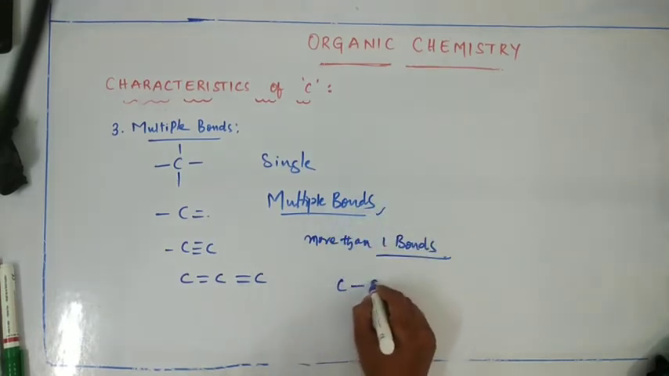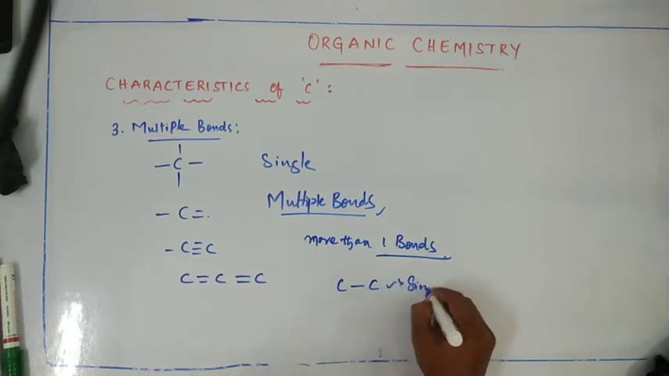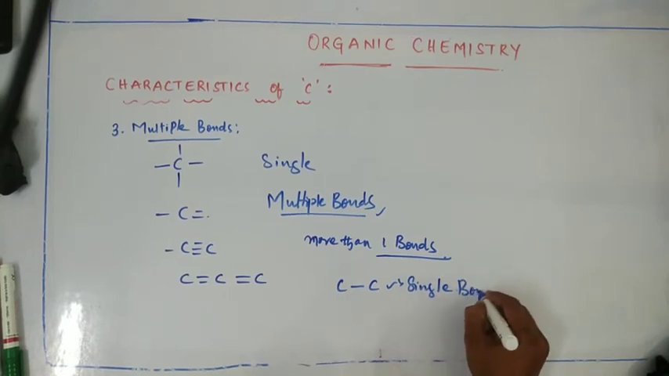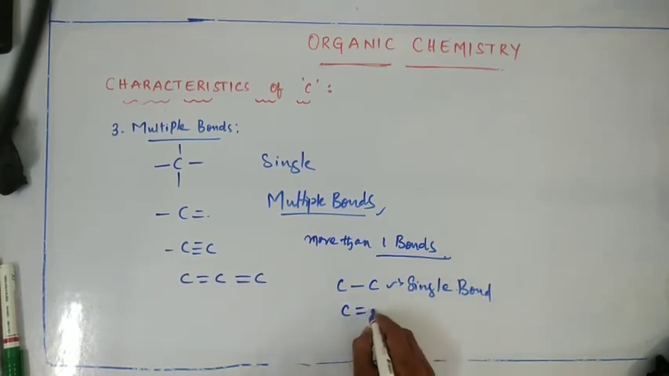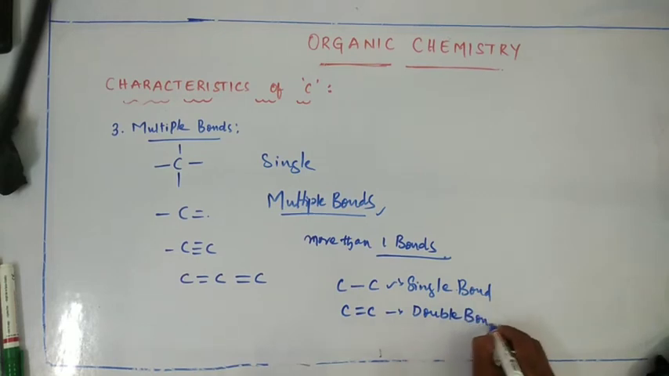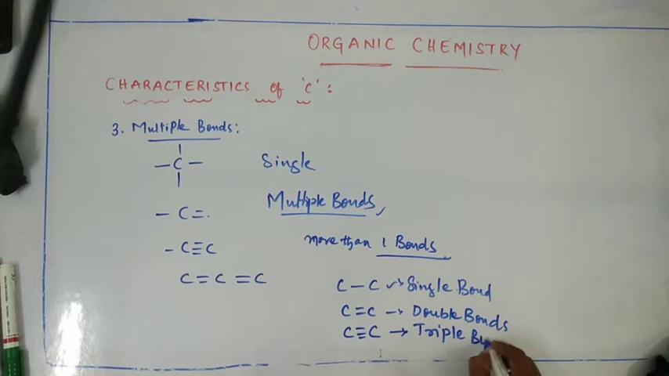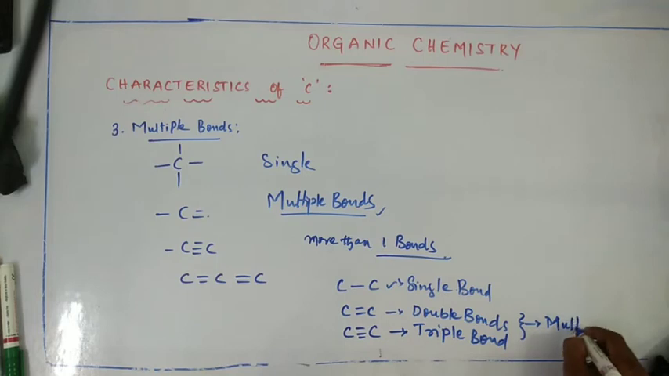If one bond is present between two atoms, it is a single bond. If two bonds are present between two carbon atoms, it is called a double bond. If three bonds are present between carbon atoms, it is called a triple bond. These double and triple bonds are called multiple bonds.